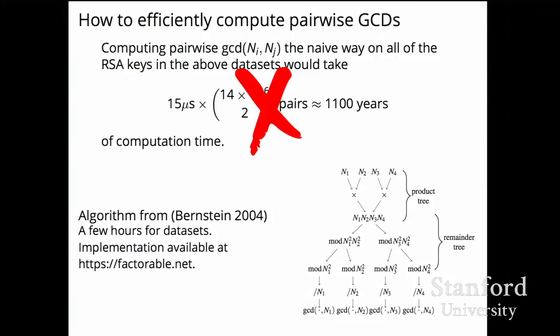Then you compute a remainder tree. You go back down the tree and mod out by the squares of each node in the tree. At the end, you end up with the product of everything mod each element squared. You can divide out by that element. At this point, we have basically the product of everything but N1. We can take the GCD of that and N1, and that will tell us if everything but N1 and N1 have some non-trivial common factor.